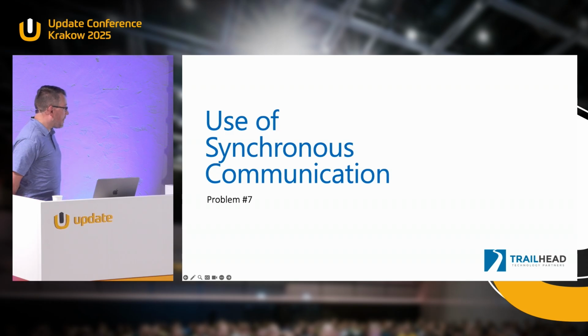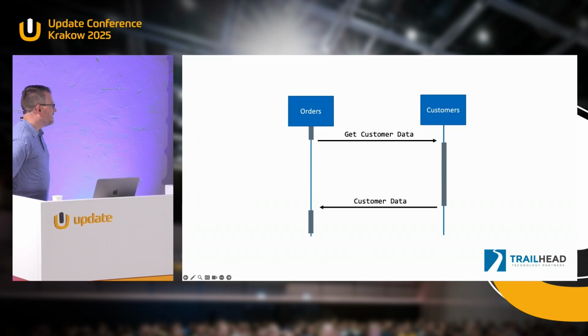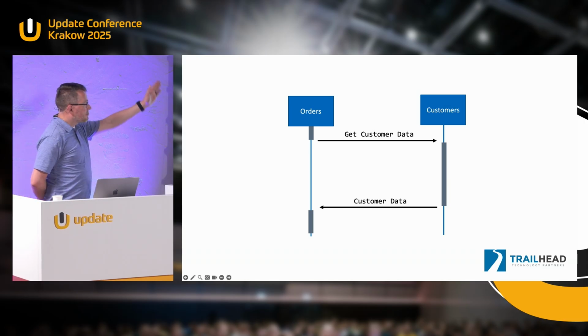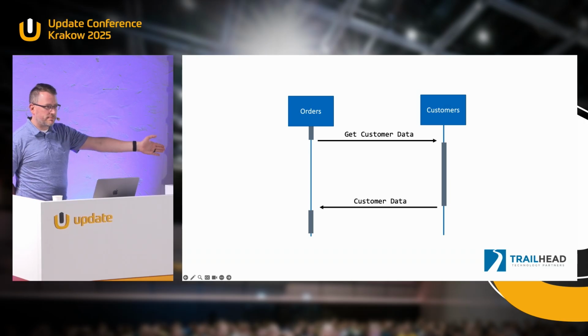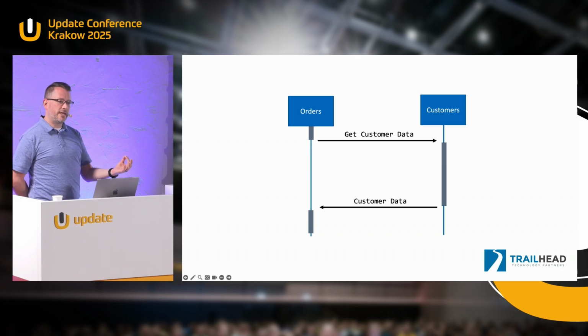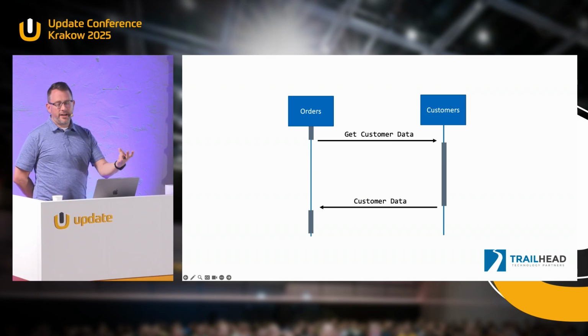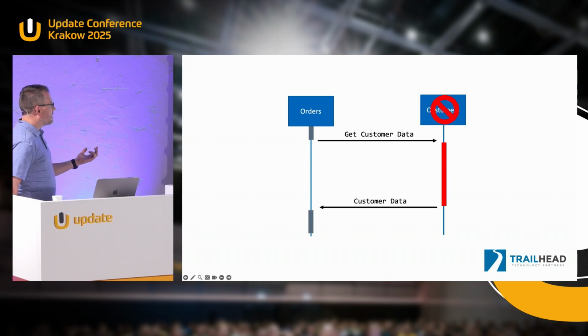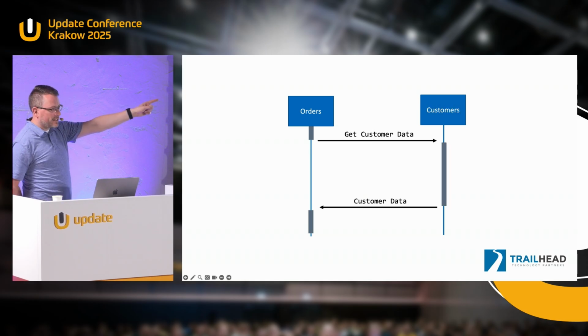Number 7 problem is synchronous communication. This is a very common one. So let me give you an example of this. Imagine you've got an orders service and you've got a customers service. They're separate services. They have separate data stores. So when an order comes in, it'll come in with things like what product is being ordered, what the quantity is, and it'll also come in with a customer ID. Well, you need to go look up that customer ID by going and getting the customer data.